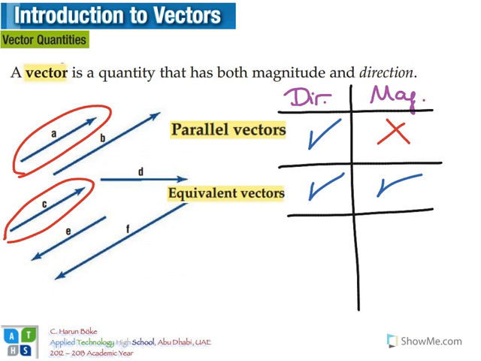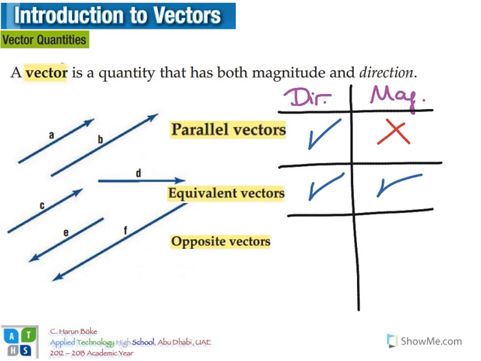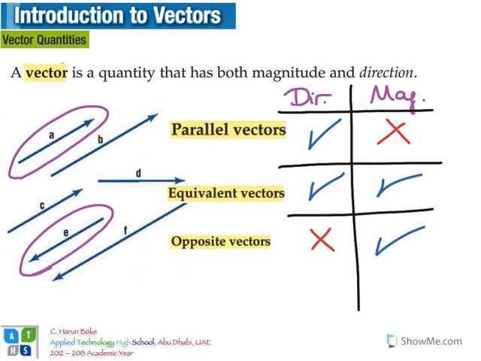And we have the opposite vectors. Opposite vectors have the same magnitude, but the direction is exactly opposite to each other. An example of this may be A and E. They have the same magnitude, but they show the opposite direction.